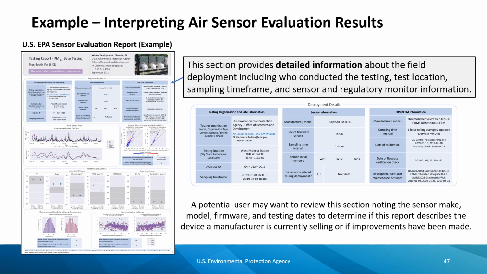This is an example of air sensor evaluation results from research conducted by EPA. In this report, the top section contains detailed information about the field deployment, such as who conducted the testing, test location, sampling timeframe, and sensor and regulatory monitor information. Information about the sensor make, model, and firmware version is also included. This can be particularly useful in helping users determine if a sensor is currently being sold or if any improvements have been made to the sensor.